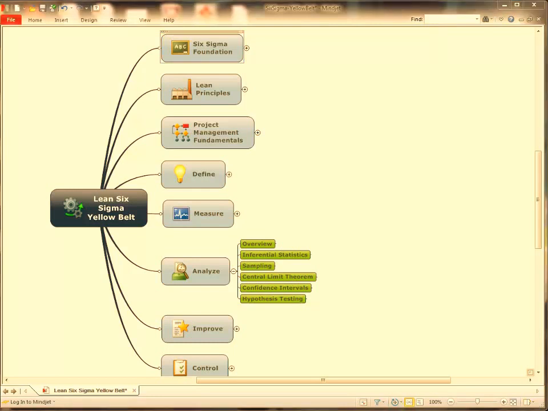We will learn about the central limit theorem, which allows the use of normality-based tests of means when the population data distribution is not normal. And then we'll learn about confidence intervals, and then a tool that we rely on heavily in the analyze phase called hypothesis testing.